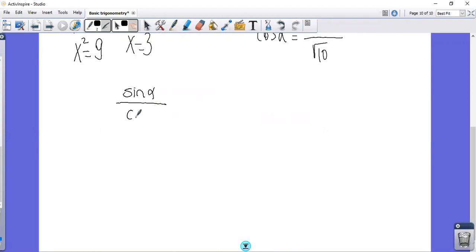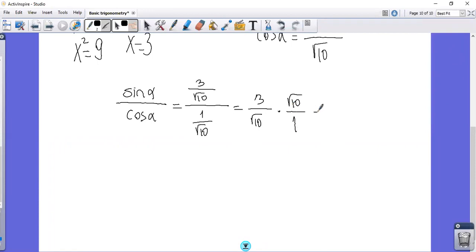Sine of alpha over cosine of alpha is equal to, sine of alpha was 3 over root 10. Cosine of alpha was 1 over root 10. So we write the first fraction, 3 over root 10, times, we take the reciprocal of the second fraction, root 10 over 1. Here root 10 and root 10 cancel out. All right, so the answer is going to be 3 over 1, which is 3. So this is sine of alpha over cosine of alpha.